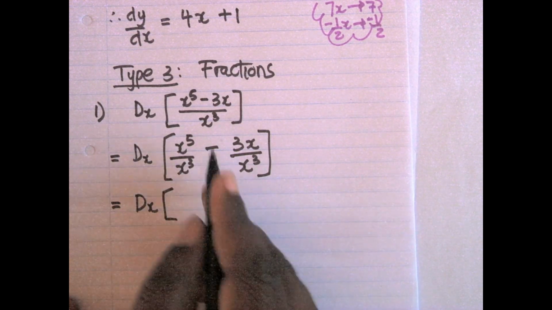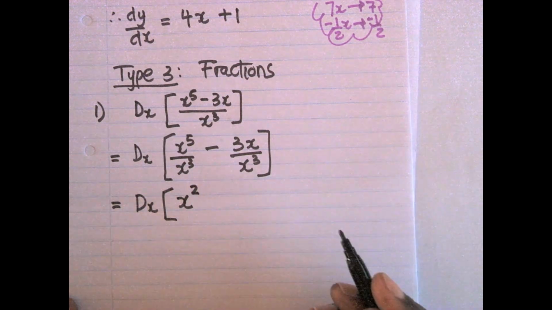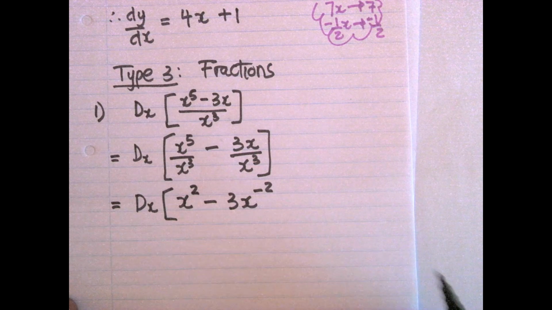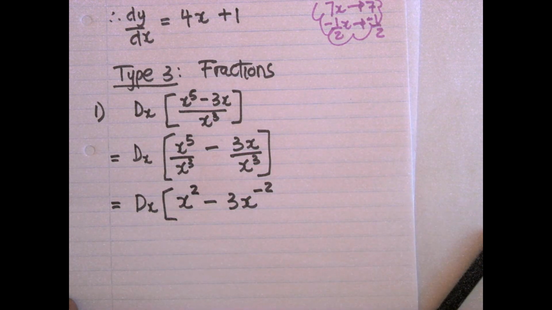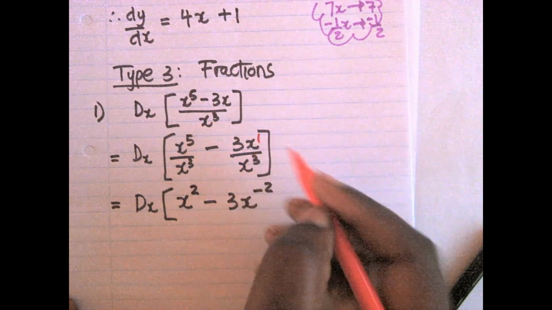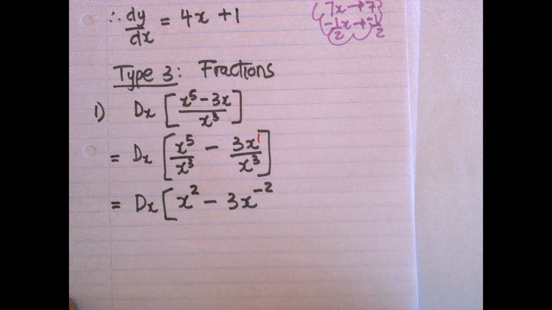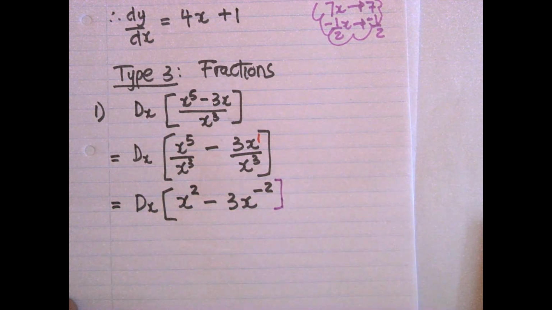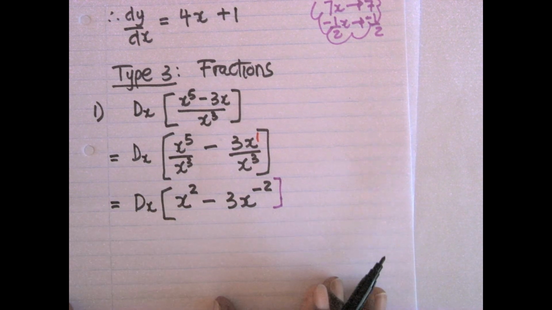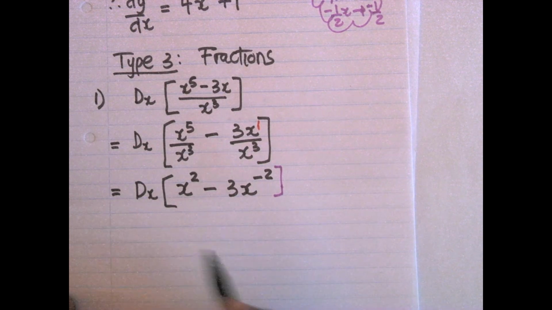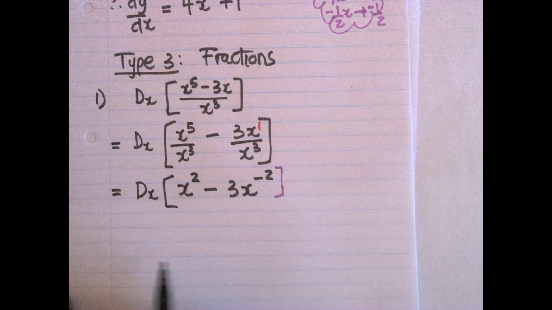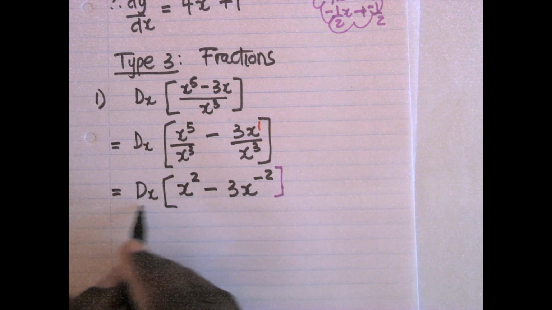And when I use the laws of exponents, this is going to be x to the power of 2 minus 3x to the power of negative 2. Where are we getting the negative 2? Remember, there is an invisible 1 here. And when we subtract here, using the laws of exponents, this is what we're going to get. Now that my expression is fully simplified, I can now apply the process of differentiating. But when I'm doing the process of differentiating, I can now drop the dx.